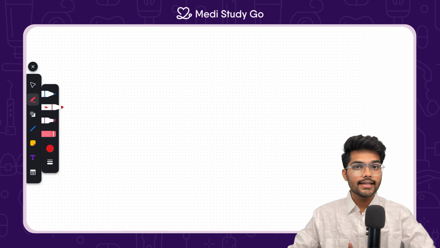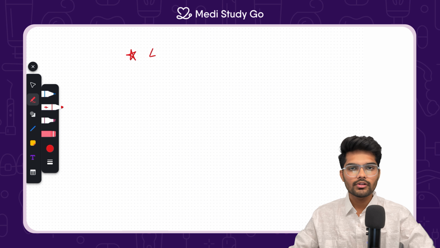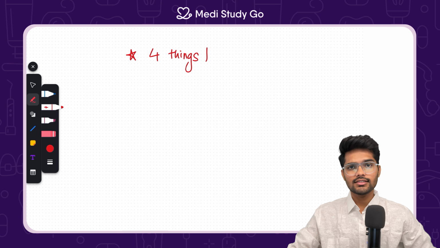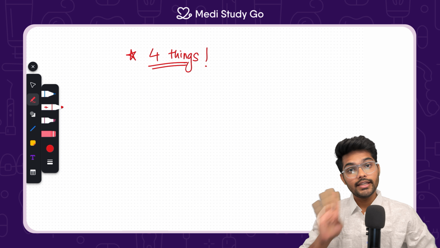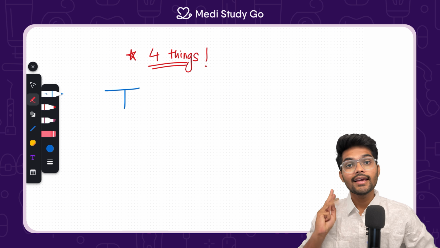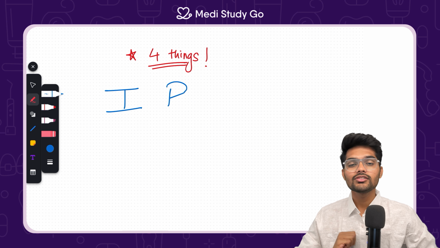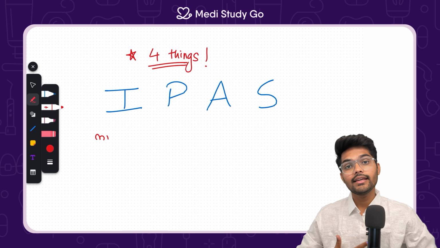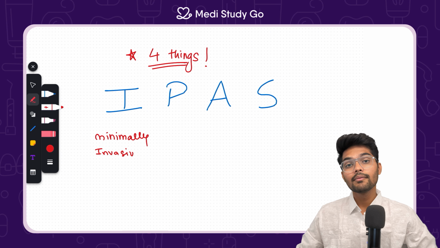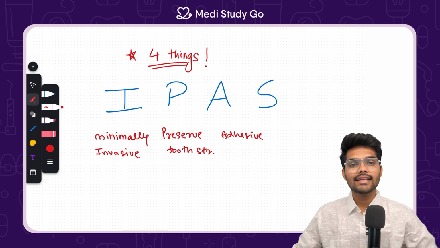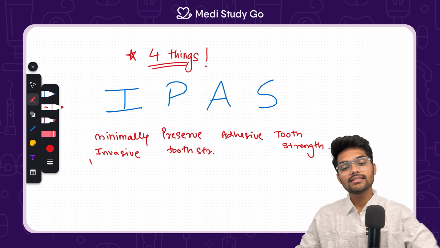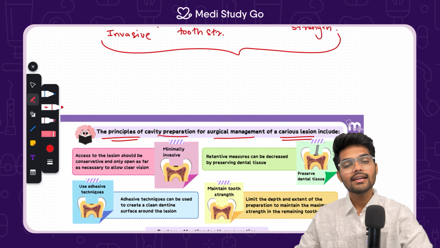So before we get into the details of the topic, I'm going to quickly introduce this topic for you. Whenever you're going to do cavity preparation or caries excavation, there are 4 things you need to remember. IPAS. This is a short form which is going to help you remember all of these 4 principles. I stands for minimally invasive. P stands for preserving maximum amount of tooth structure. A is using adhesive techniques, and S stands for preserving enough tooth strength. So these 4 principles is everything we are going to understand today in this video.